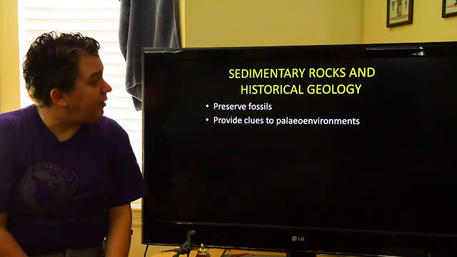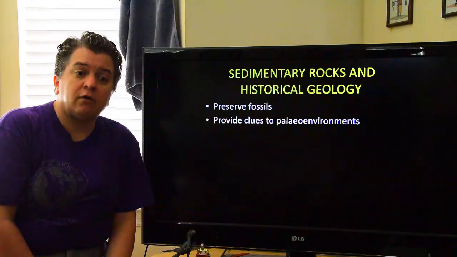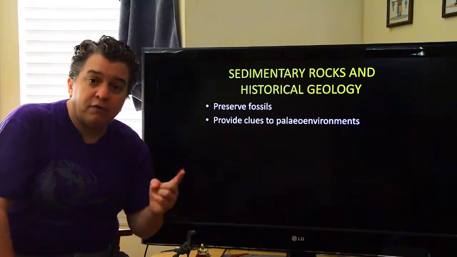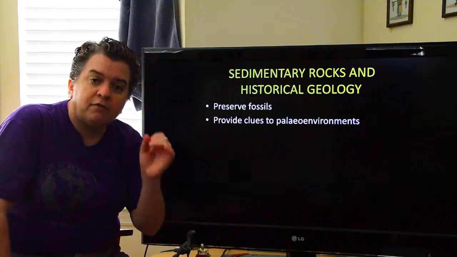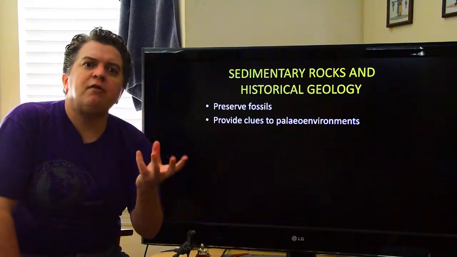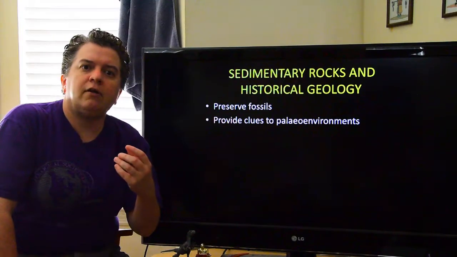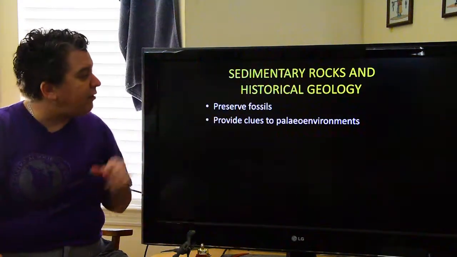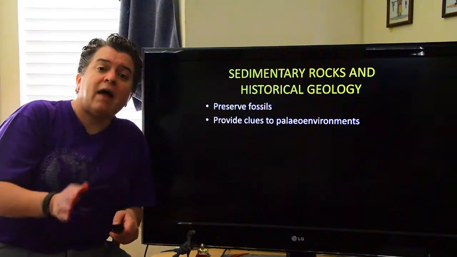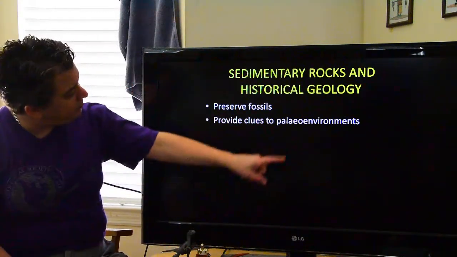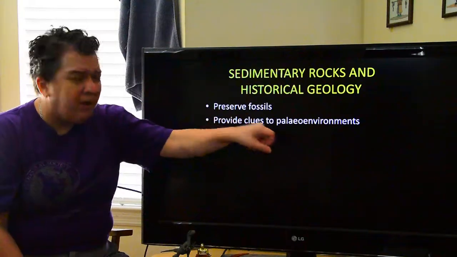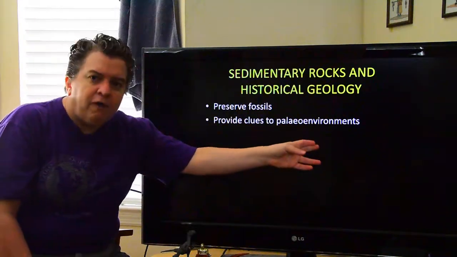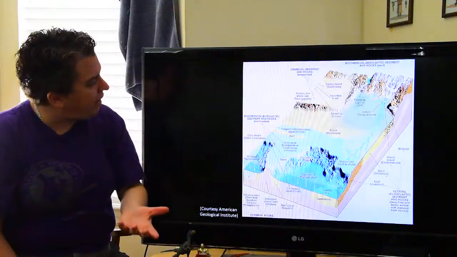The big thing about sedimentary rocks and historical geology is these things preserve fossils, so they're going to give us the insight into the life that lived in the past. They also give us clues to paleo environments. Now, anytime you see that prefix paleo, that means ancient. And so paleo environments are ancient environments.